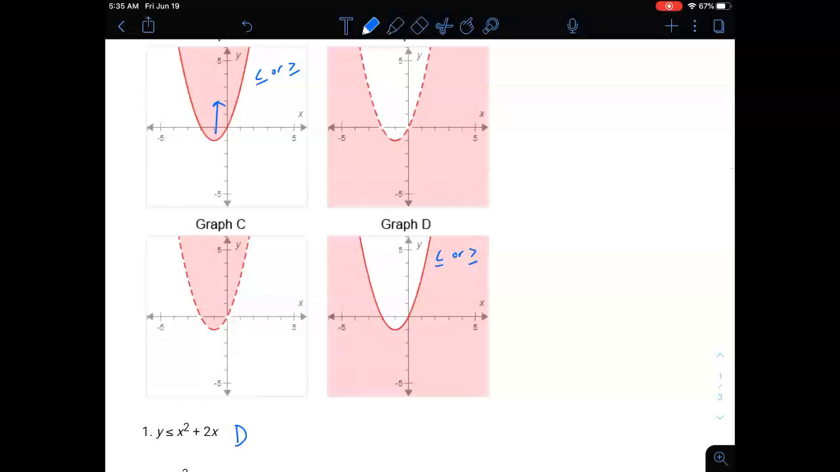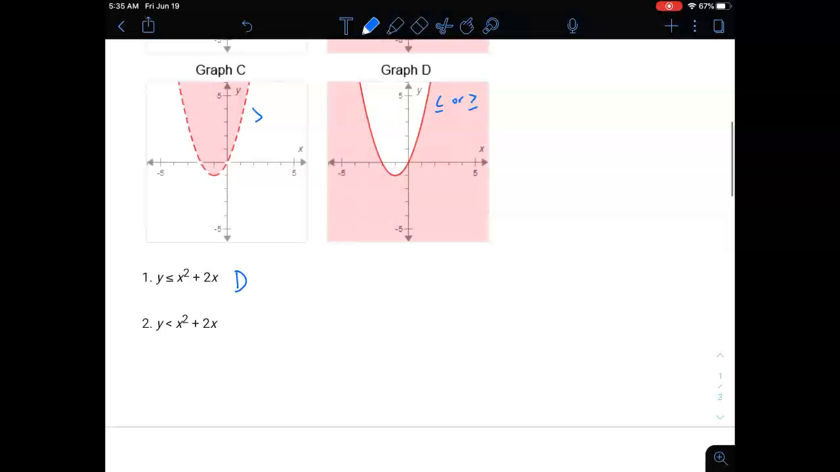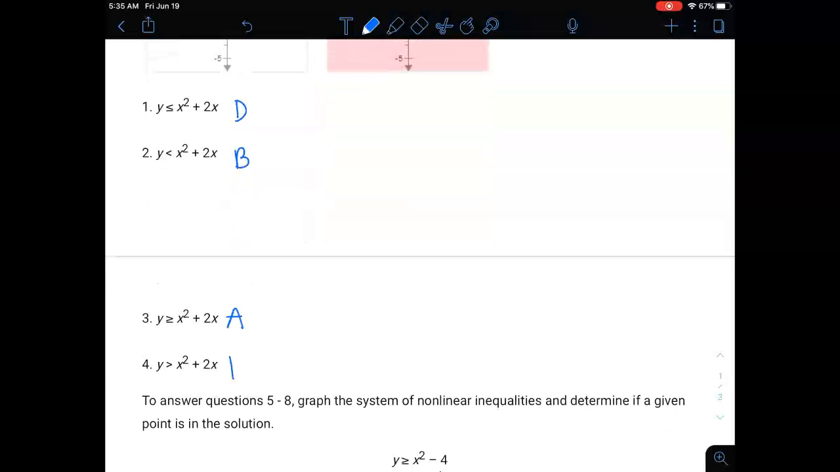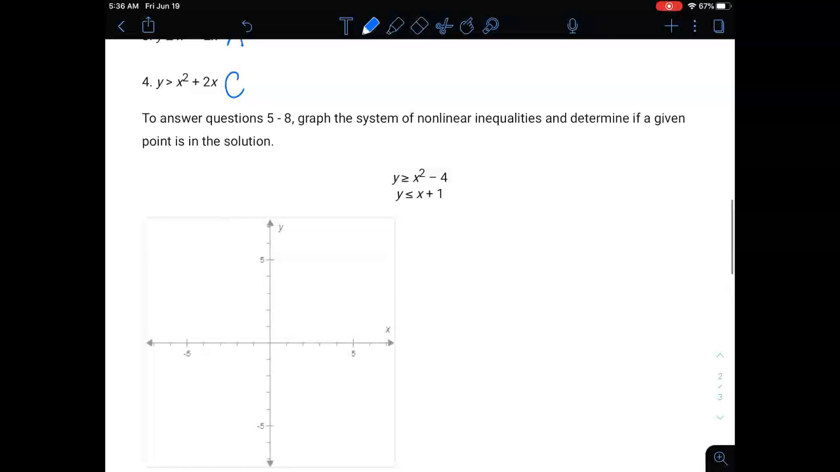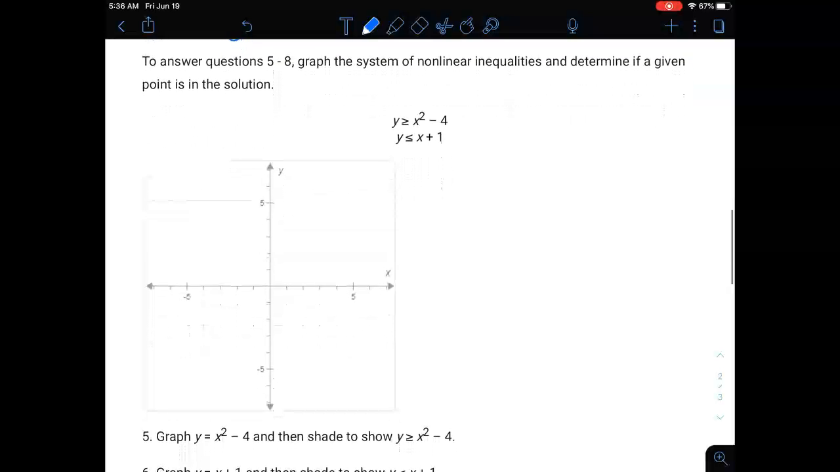All right. Using the same logic here, that means that this one is greater than, and this one is less than. So for here, less than, this would be graph B, and this would be graph C. All right. Now here, graph the system of nonlinear inequalities and determine if a given point is in the solution.